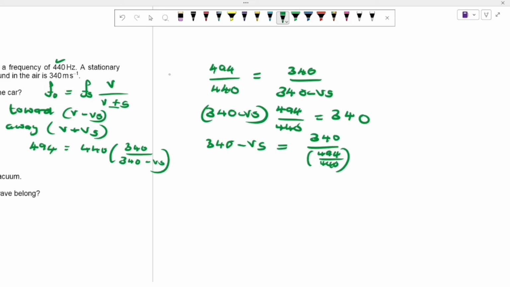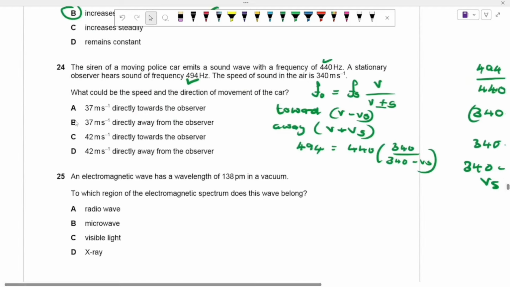If I do my calculation here, I have 340 minus Vs being equal to 302.834. So Vs should be equal to 37 meters per second. So my answer is going to be 37 meters per second directly towards the observer, which is going to be A. Move on to question 25.